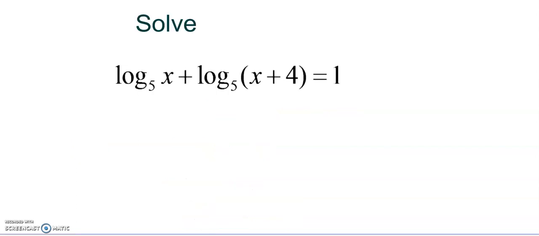All right, next one. We're going to solve again, and in terms of a first step, hopefully you guys can recognize since I have two logs on this side, we want to start by condensing. So go ahead and put me on pause.